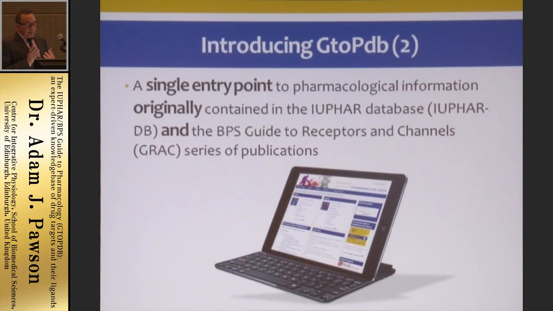And really, the idea behind the Guide to Pharmacology was that it would be a single entry point to pharmacological information that was originally contained in two fairly well-established resources. The one being the IUPHAR database of receptors and ion channels, which many of you might have known about before, and that was the original database of IUPHAR. The other was a series of publications by the British Pharmacological Society called the Guide to Receptors and Channels, or GRAC. So GRAC wasn't a database, it was just simply a series of publications.